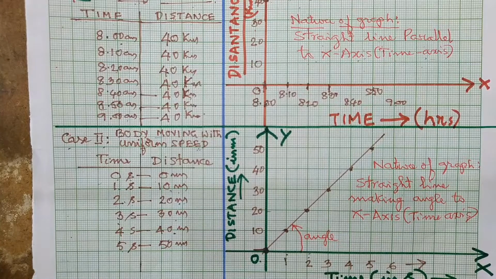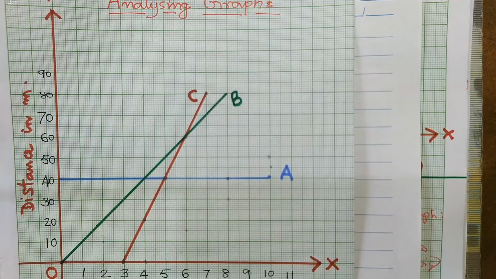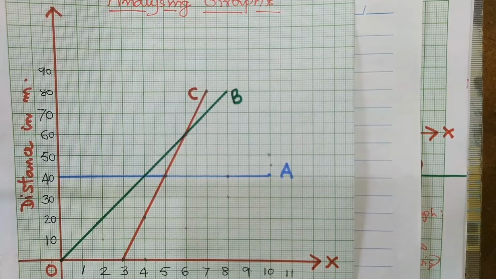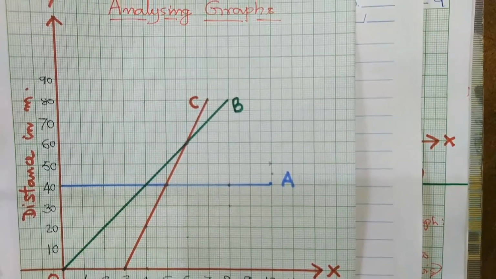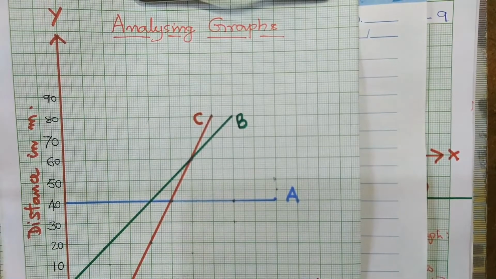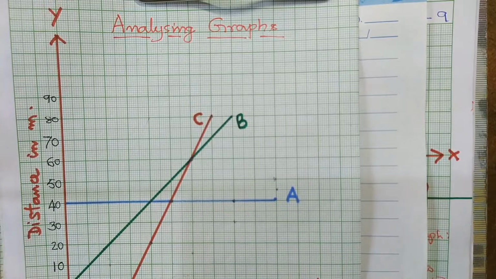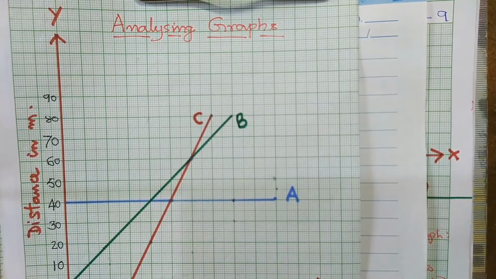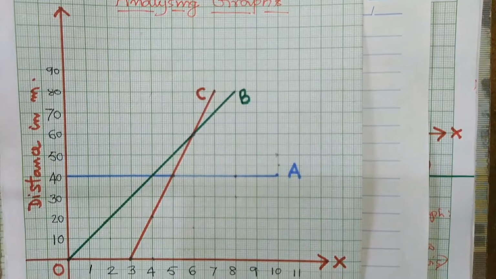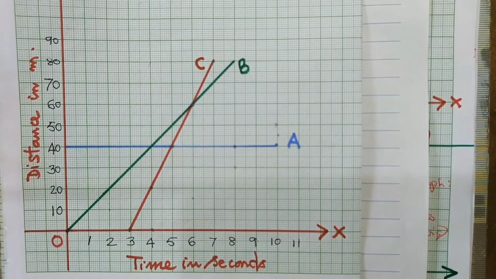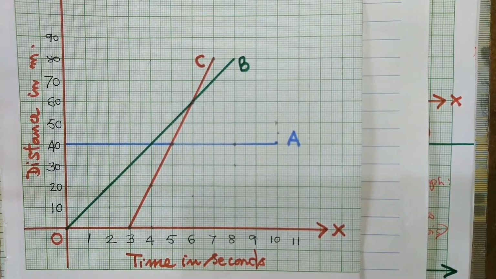Now, I am going to take up a graph which is already drawn. From that we have to do the analysis. Dear students, you see this is the graph which is already drawn for analyzing the graphs. Now let us first see this graph carefully. I am showing in full this one.